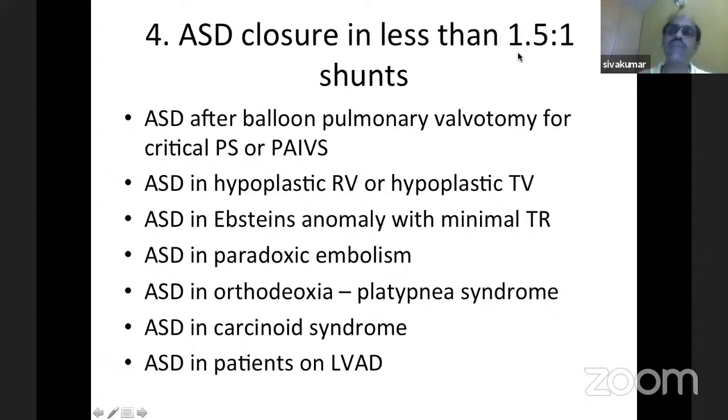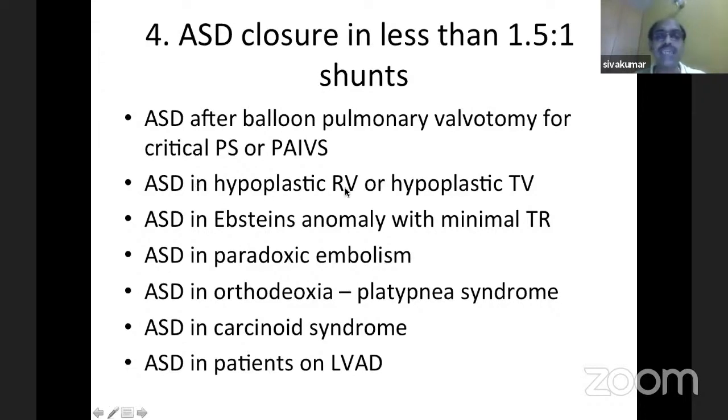Normally more than 1.5:1 shunt is closed, but sometimes you will close shunts even in less than 1.5:1. For example, after balloon pulmonary valvotomy for a critical pulmonary stenosis or pulmonary atresia intact ventricular septum, when these patients grow bigger and bigger, they will have a borderline hypoplasia of the right ventricle, and their QP by QS may not be very large, they will be less than 1.5. But they are a source of paradoxical embolism and paradoxical strokes. So sometimes you will go and close those ASDs.